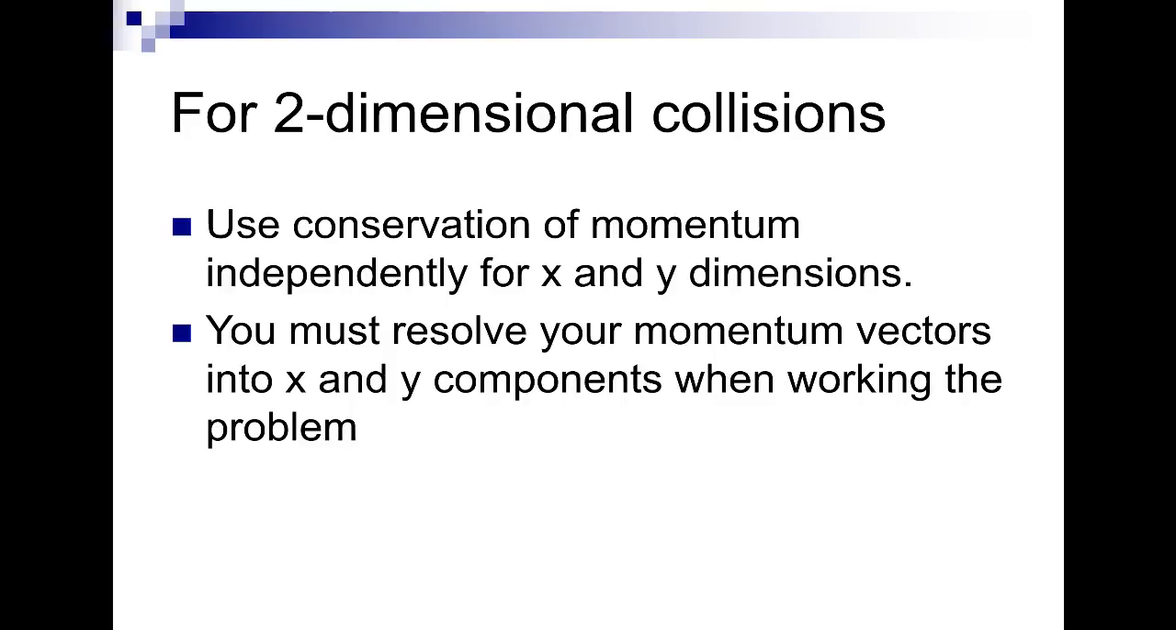So it's actually fairly simple. You simply use conservation of momentum independently for the x and y dimensions, and you have to resolve your momentum vectors into components. Now, the last thing to point out is that you can get 2 equations from x and y dimensions for 2D collisions, but then you can also get a third equation from kinetic energy, saying that K initial is equal to K final. And so this can help if you need to find 3 unknowns.